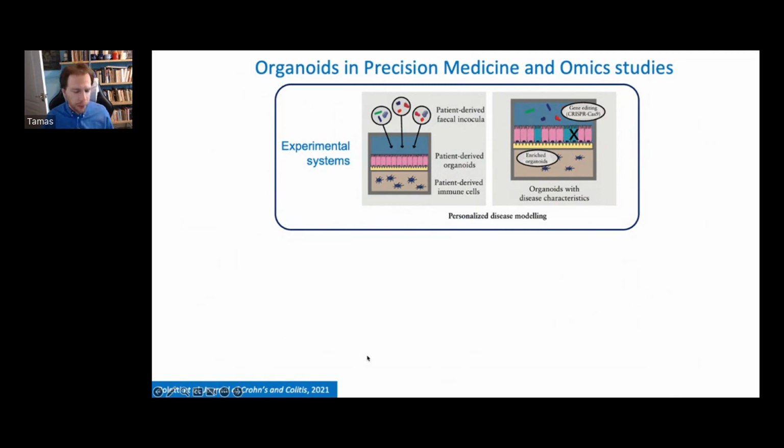So I mentioned at the beginning that organoids could be really great in precision medicine and also for omics studies. So let's see how. This is very important for disease modeling.